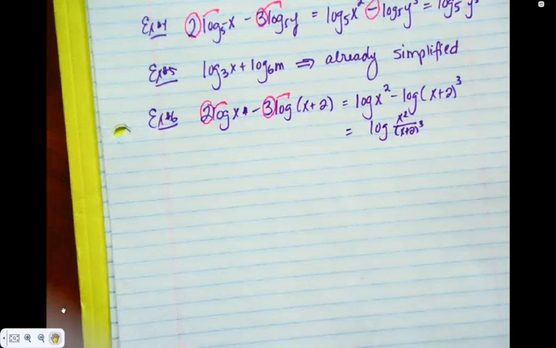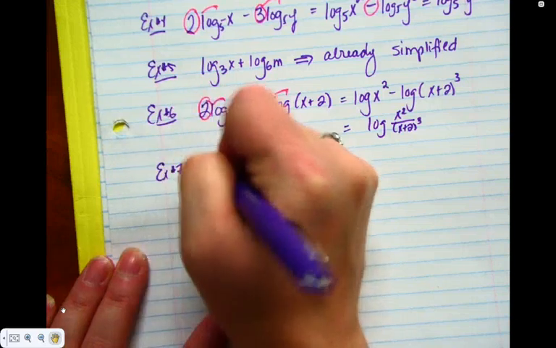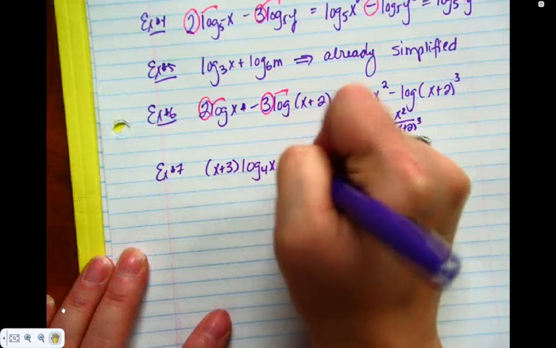Take a look at number 7. How is number 7 different than number 6? It comes before the log.